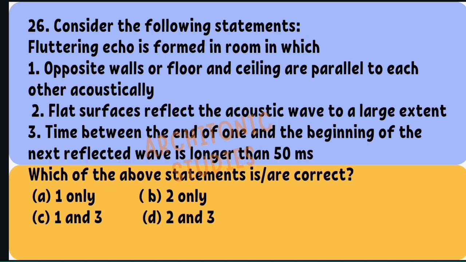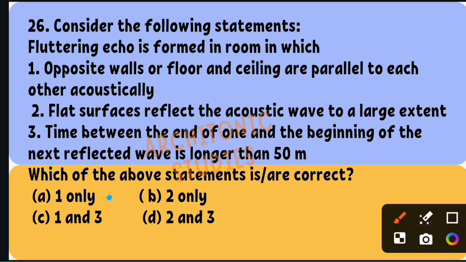Consider the following statements. 1. Fluttering echo is formed in a room in which opposite walls, or floor and ceiling, are parallel to each other. 2. Acoustically flat surfaces reflect an acoustic wave to a large extent. 3. Time between the end of one and the beginning of the next reflected wave is longer than 50 milliseconds. Which of the above statements are correct? A, 1 only; B, 2 only; C, 1 and 3; D, 2 and 3. And the answer is A, 1 only.